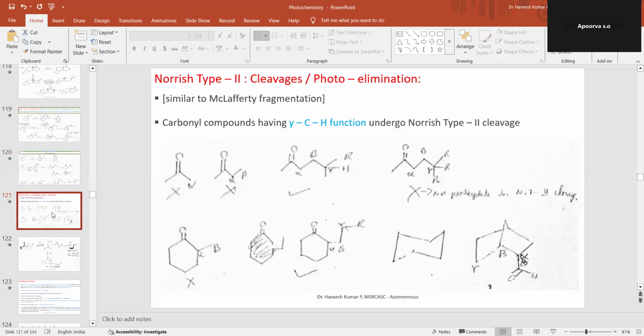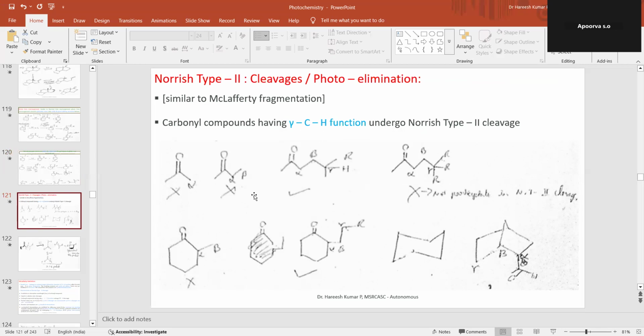In the next slide, I am taking Norrish type II reactions. Norrish type II cleavage, we can also call it photoelimination. This is similar to McLafferty fragmentation. So Norrish type II reactions are undergone by carbonyl compounds containing a gamma C-H function.